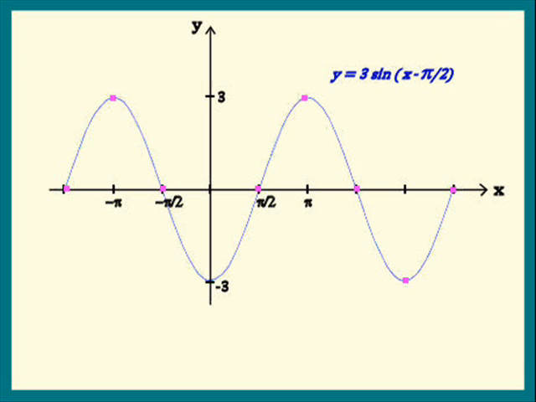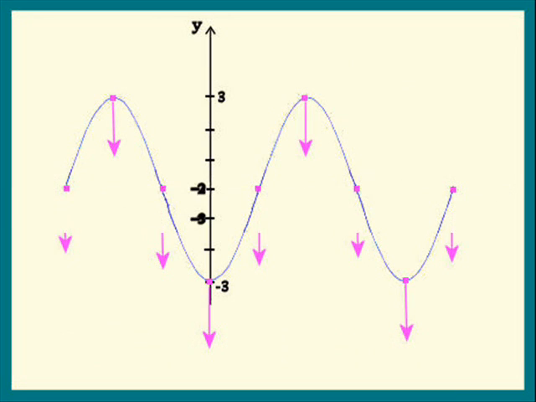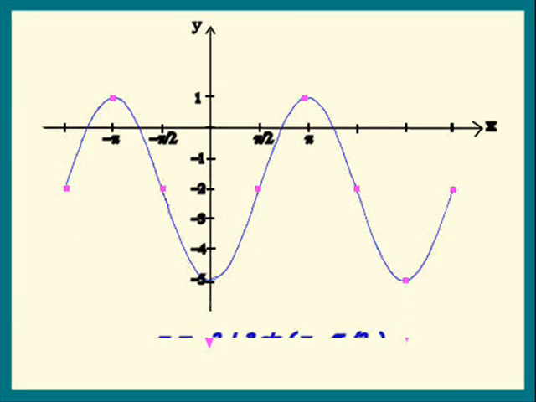That leads us to the last problem. Y equals negative 2 plus 3 sine of x minus pi over 2. The only change is a negative 2 on the right side. It means all the y values are decreased by 2 units. We shift the whole curve down 2 units, and there it is.